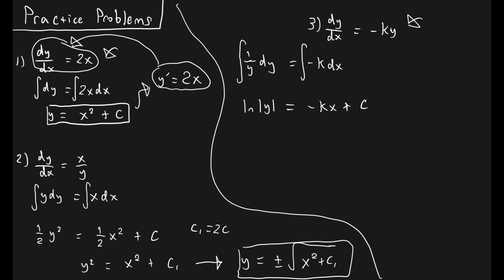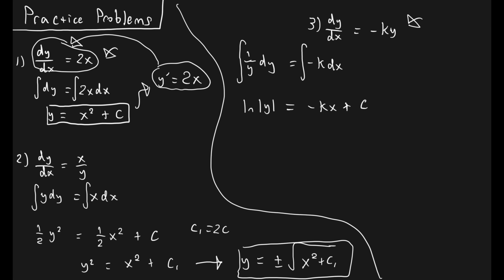Now, the problem is looking a little funky right now. We can't just leave it like this. So something I like to do, and something you should always do, is raise both sides. You should write e on both sides and raise it to that term.